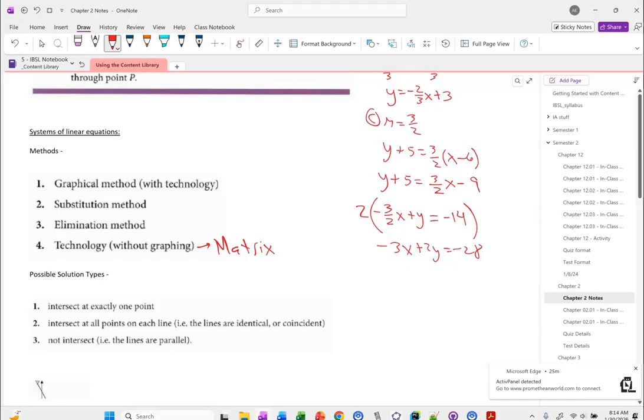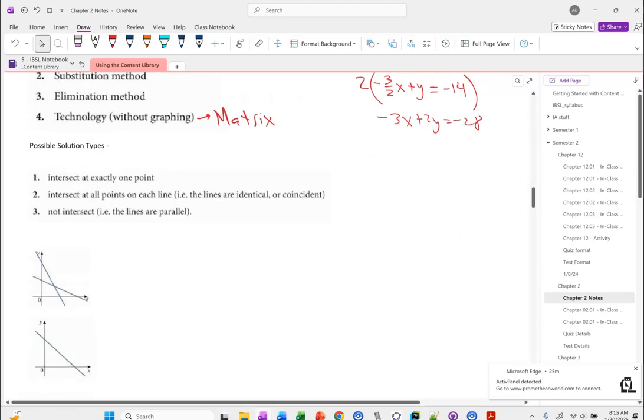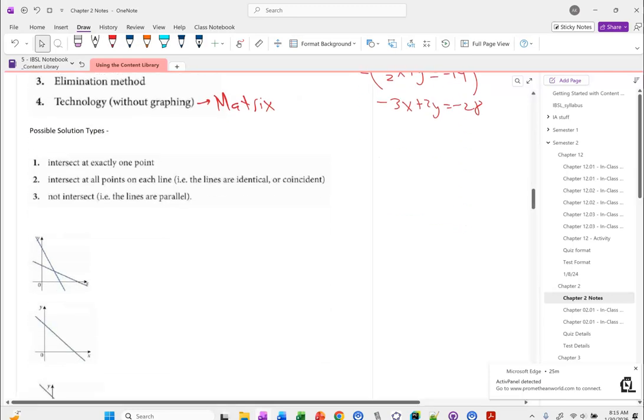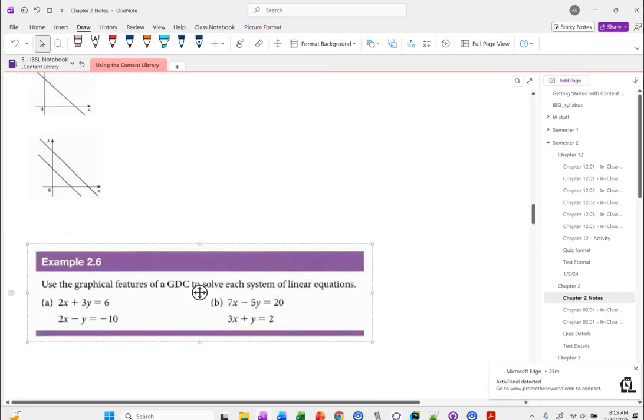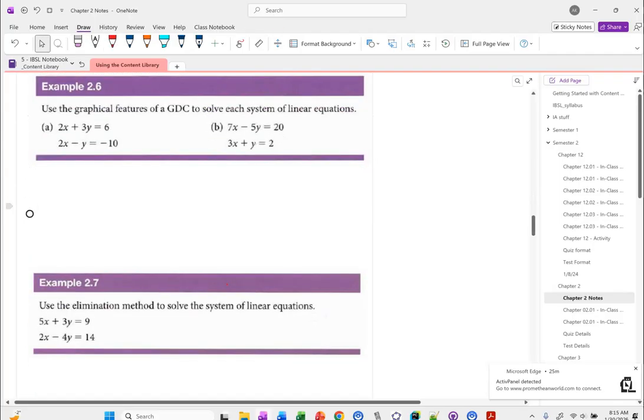Everybody okay there? If you have more than 2 variables in your linear equations, you get some different types of infinitely many solutions. That's neither here nor there. All right, so those are the situations. Look, here's some pictures.